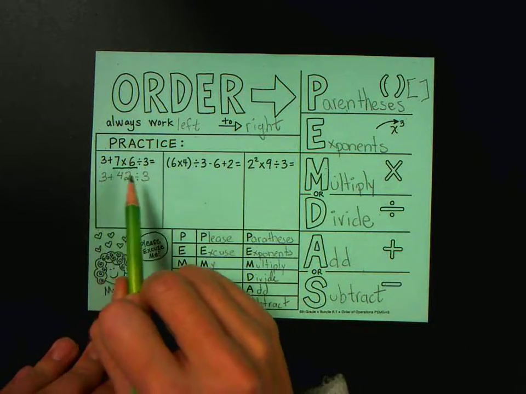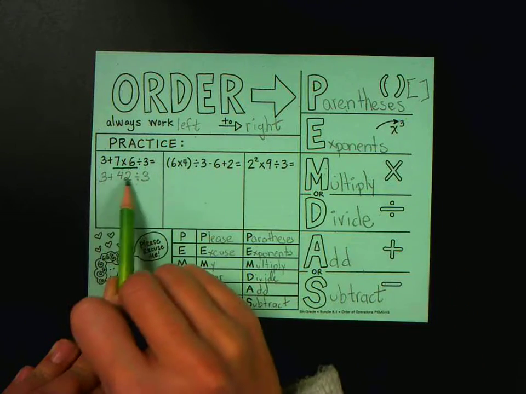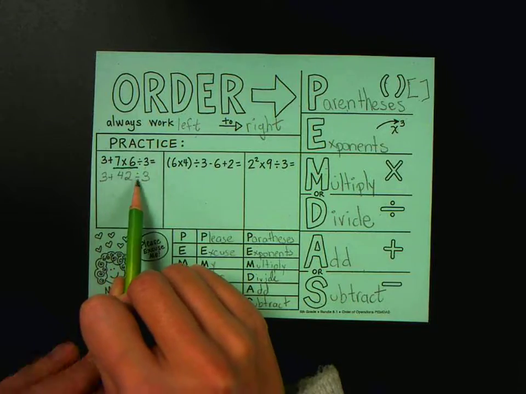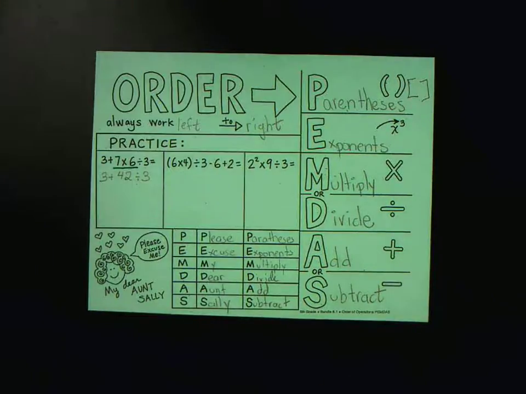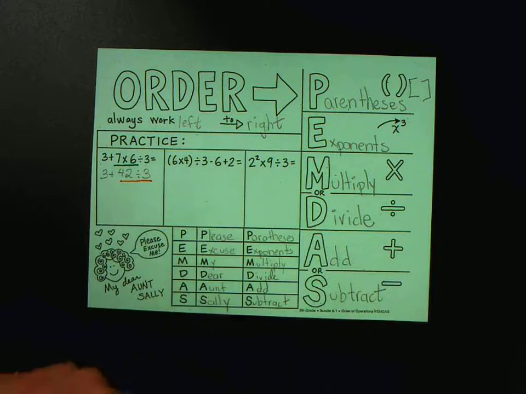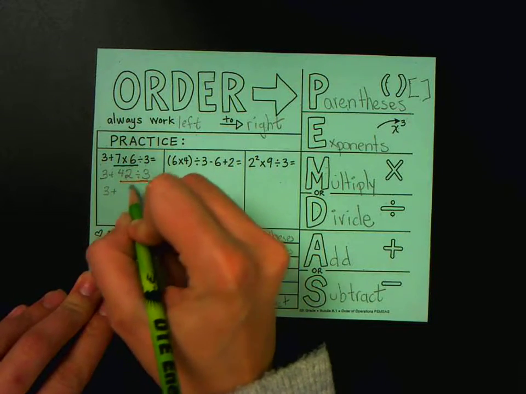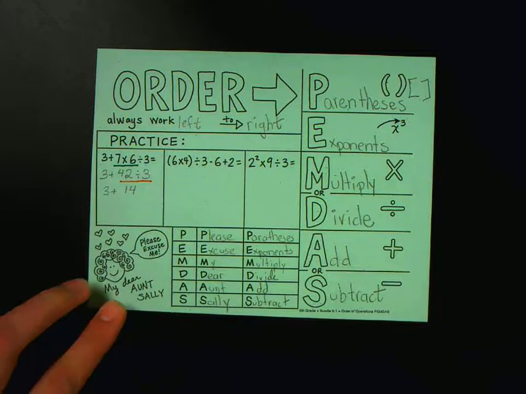I'm continuing to look at my problem. Do I see any more multiplication and division looking from left to right? I do. I see 42 divided by 3. So now we're going to do that one first, for second. We're going to bring the 3 plus down, and 42 divided by 3 is 14.